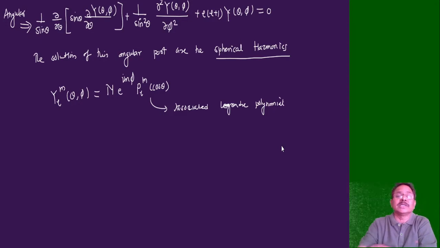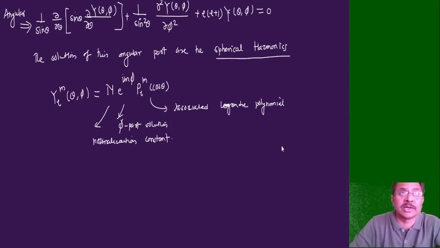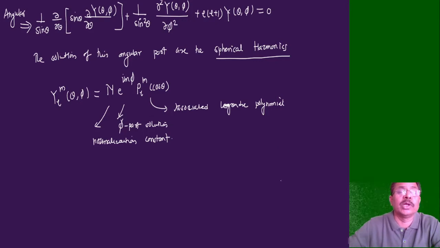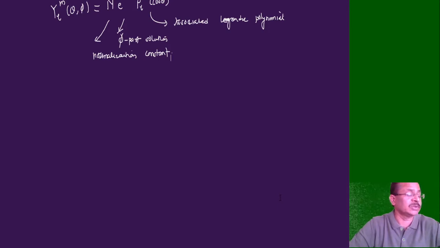Not Legendre polynomial, it is associated Legendre polynomial. This is the phi-part solution, and this N is called the normalization constant. So try to understand from where we get this concept of spherical harmonics. This is a requirement of the solution of the Schrodinger equation in the spherical polar coordinate system. Try to understand how this angular part comes and how we come across spherical harmonics. Now this constant N can be determined by using the same conditions which we have used several times in quantum mechanics as well as statistical mechanics or some other branches of physics.